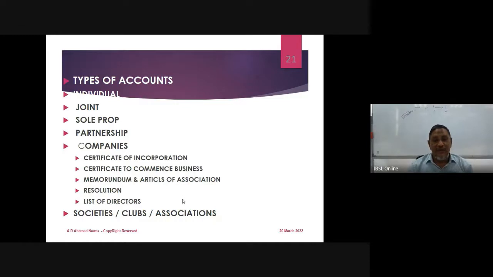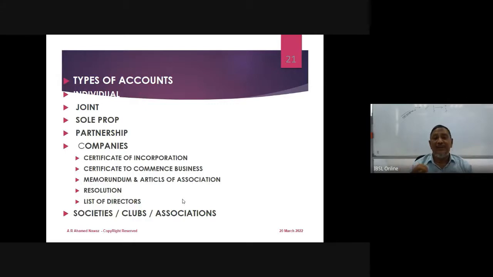Okay, what types of accounts can we open? Individual accounts, joint accounts, sole proprietorship, partnership, companies. So what are the documents you need? I am not going into details. For sole proprietorship, individual and joint accounts: the mandate, KYC forms, NIC, and a copy of the NIC are the documents you need. For companies and partnerships, the same thing, and for sole proprietorship and partnership, you have to get the registration.